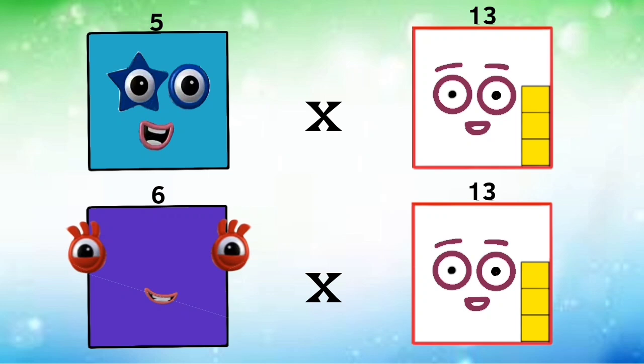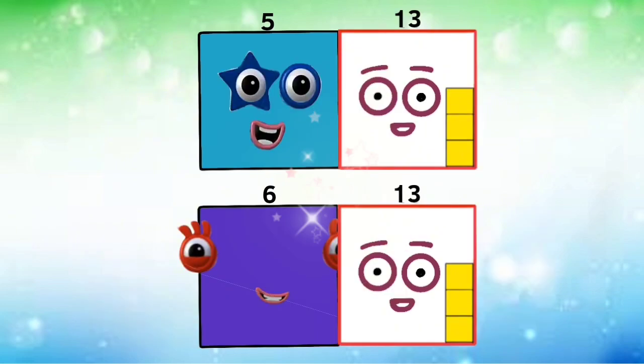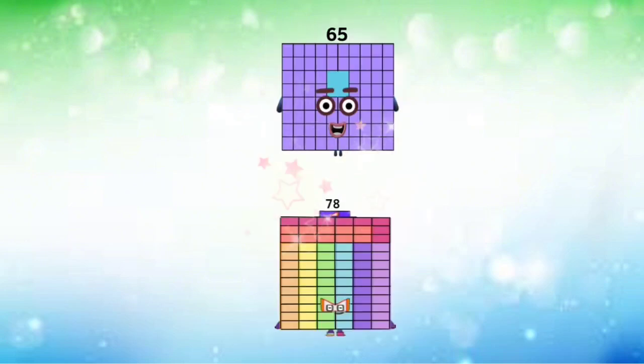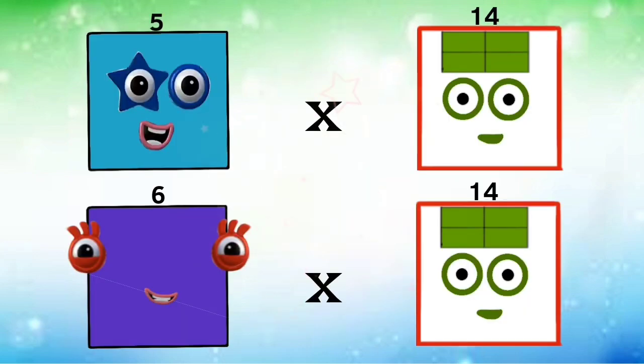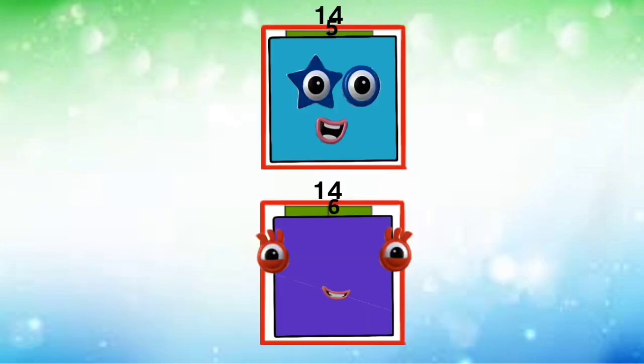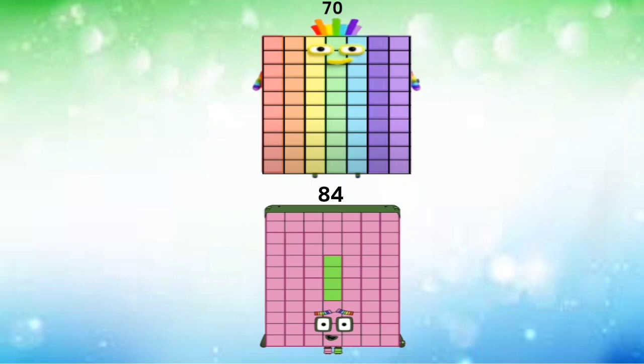5 and 6 times 13 equal 65 and 78. 5 and 6 times 14 equal 70 and 84.